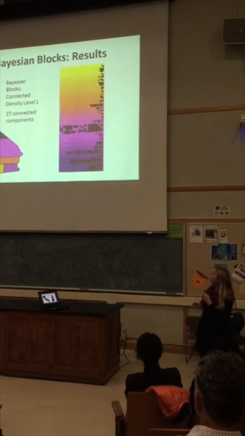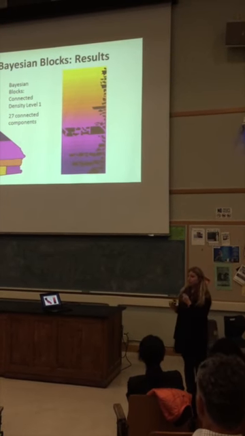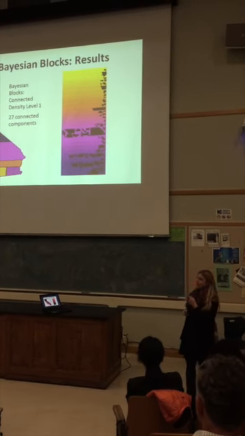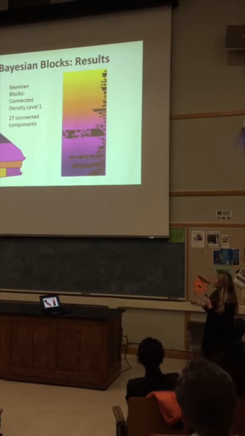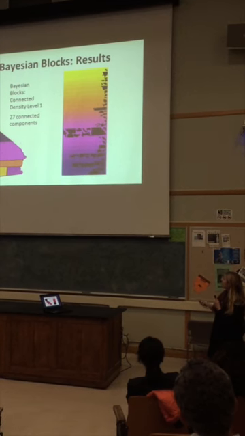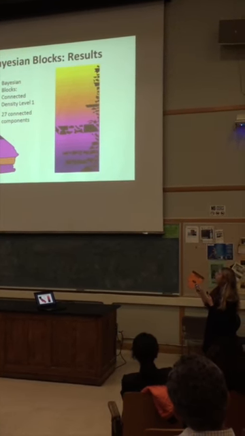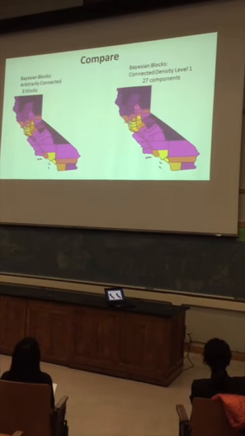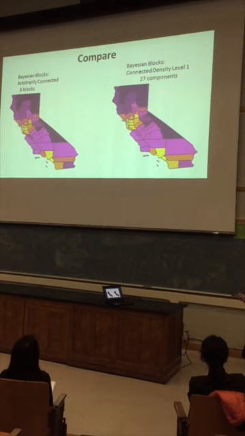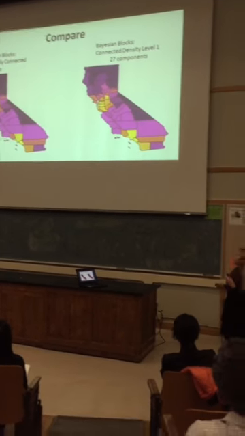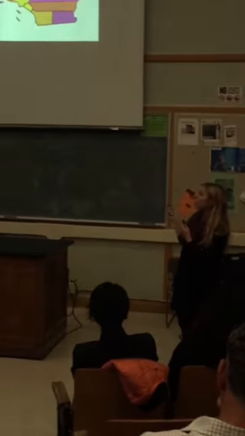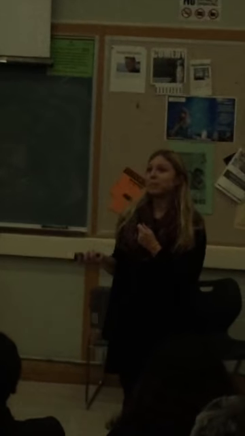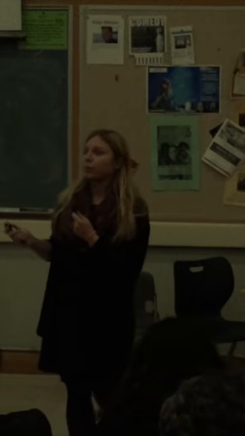So here are results from running our connected components algorithm on the same density level. We end up with 27 connected components, and each color represents a different component. We can see that all of the counties are connected and of relatively equal density. Compared to our arbitrarily connected blocks, we have a lot more connected components, and that's because we've restricted our criterion for what counties we're grouping together.